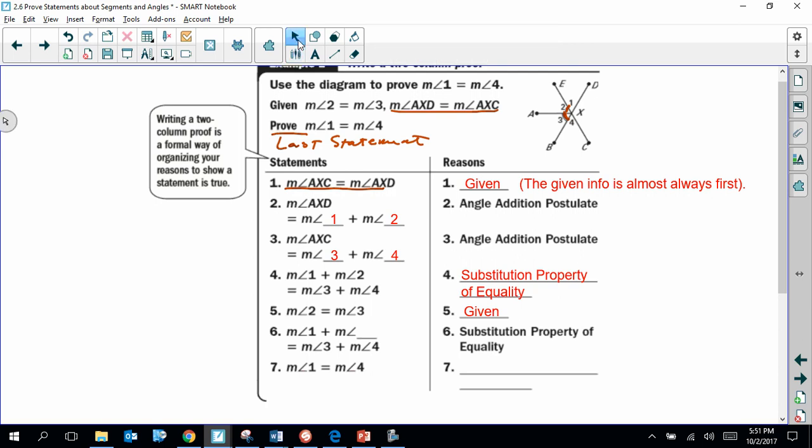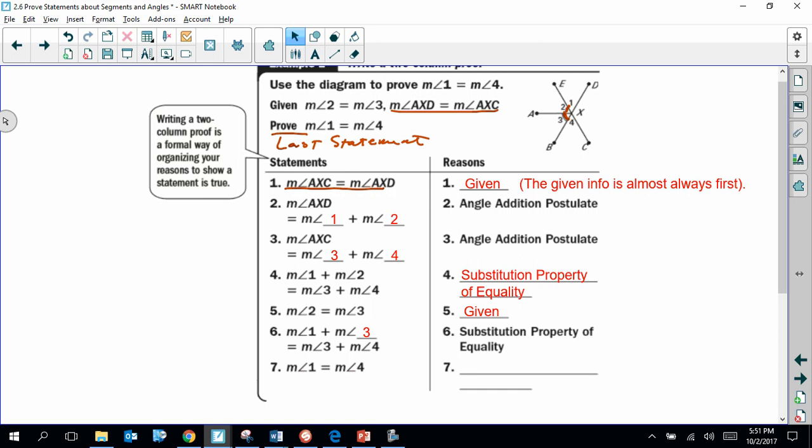Well, the next progression is that the measurement of angle 1 plus the measurement of angle 3 is equal to the measurement of angle 3 plus the measurement of angle 4, because if 1 plus 2 is equal to 3 plus 4, and 2 is equal to 3, then I can say that 1 plus 3 is equal to 3 plus 4 also. Again, we're using substitution to show that.